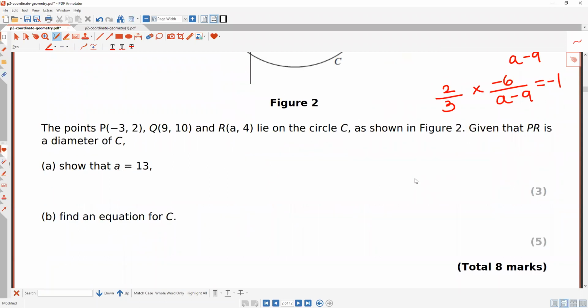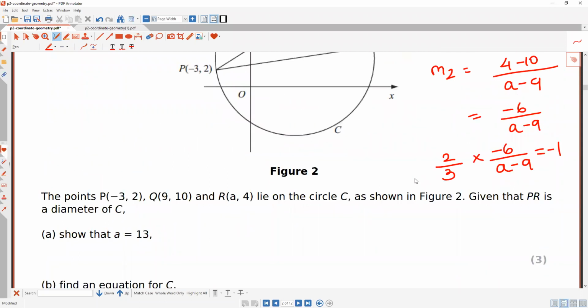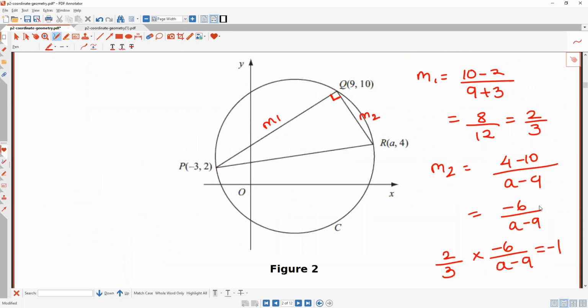Fine. Find the equation of C now. To find the equation of C, you need the center. Yeah, because center is required. Equation of C. So now look over here. Check over here. This is C. How will you find the center? A is 13, you guys know, na.